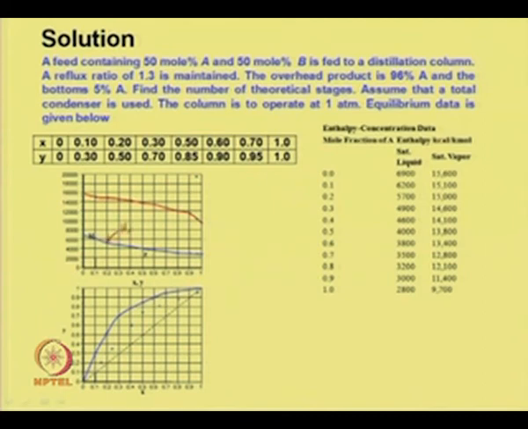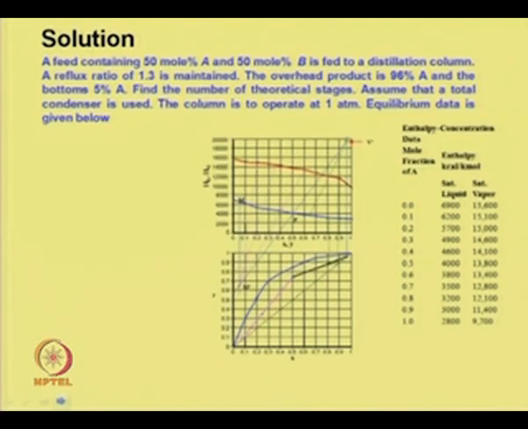HX, HLX and HLY. These are the two plots, and the points given are the feed point, and this is the bottom composition, and this is the XD which is located over here. So, these points are located, and now we can plot the operating line for the enriching section.